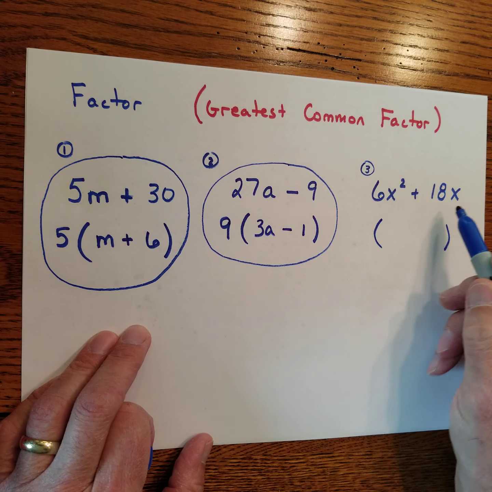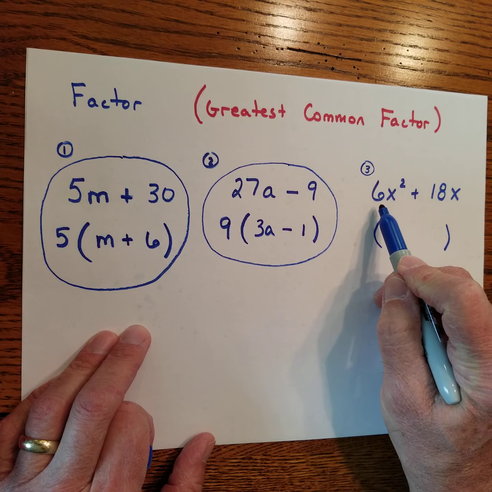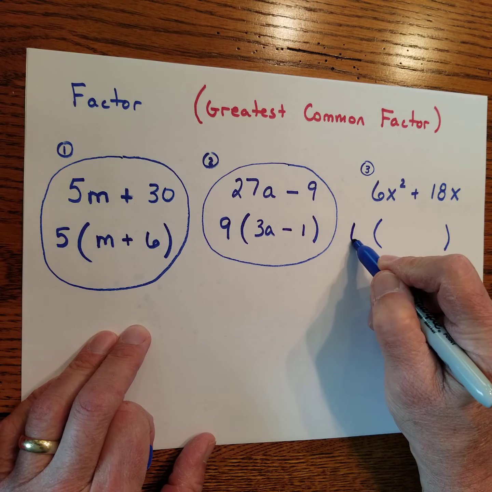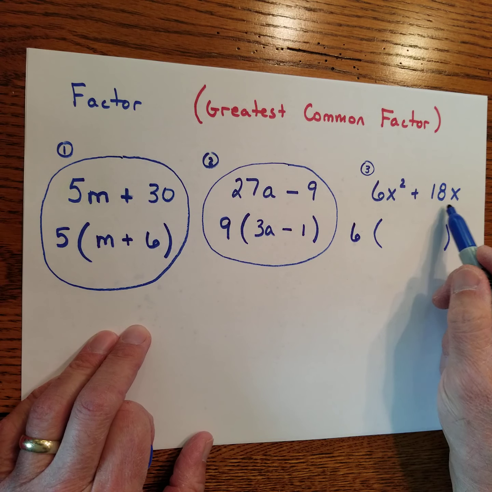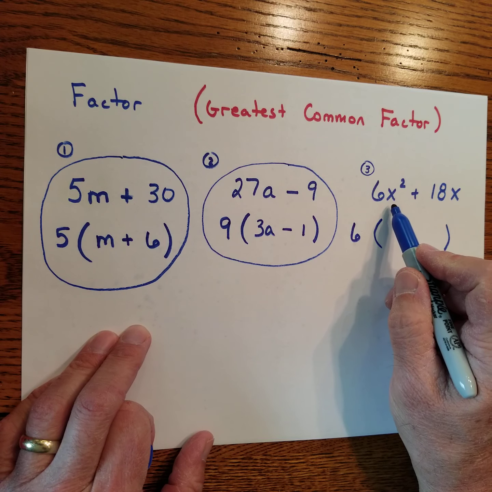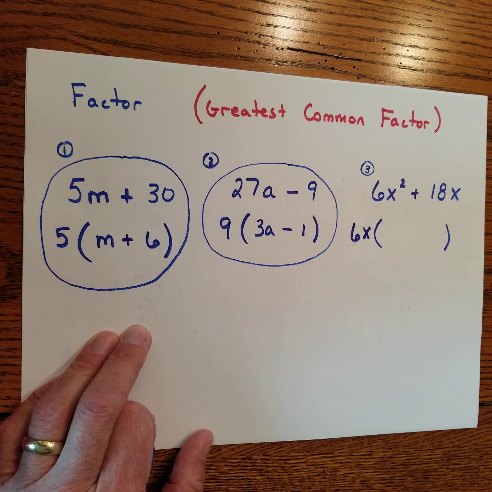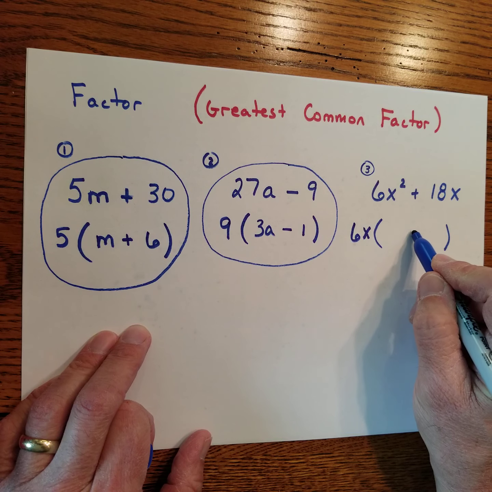Do 6x squared and 18x have a common factor? Let's start with the numbers. 6 divides into 6. 6 divides into 18. We'll divide out a 6. These factors also each have an x. This one has 2 x's. This one has 1 x. They each have at least 1 x I could take out. There's an x that's common to both factors.